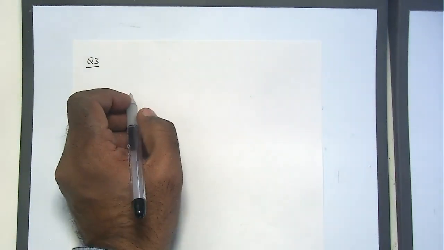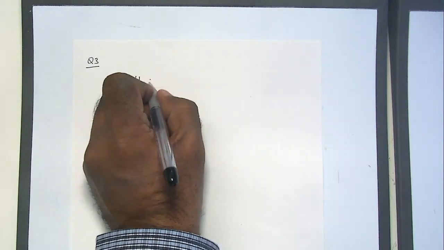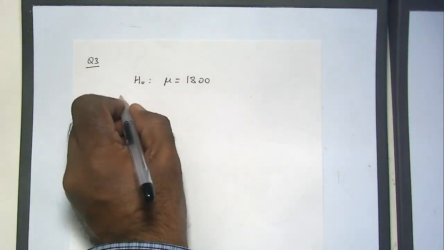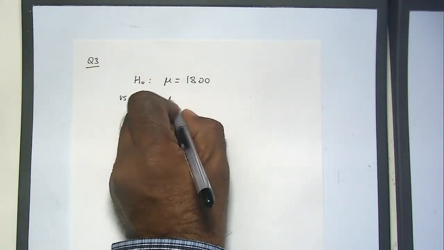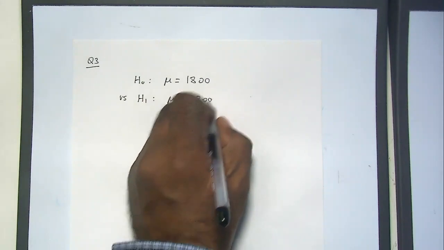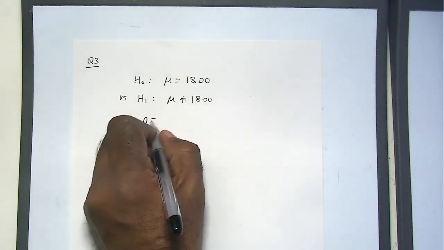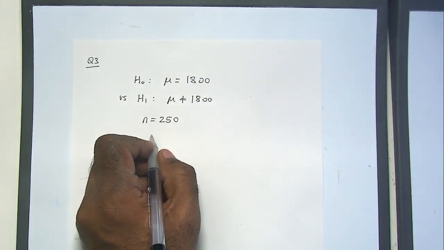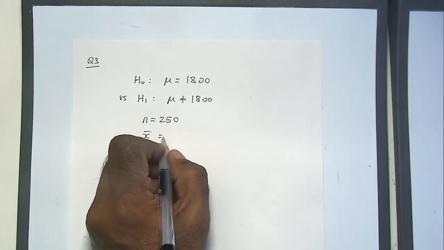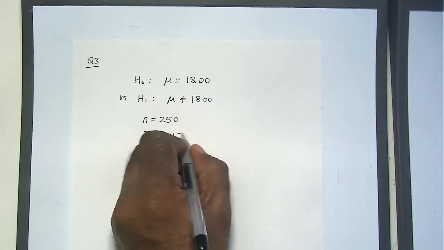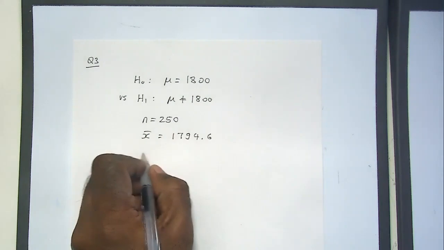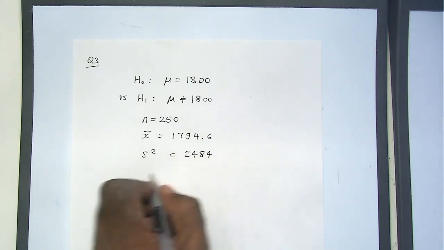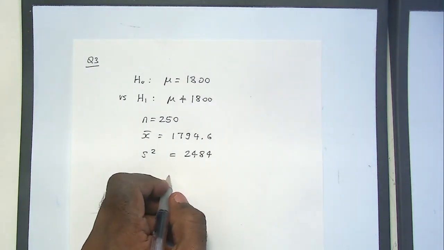Question 3, you're testing for... your n is 250, your x bar, the sample mean, is 1. Your sample variance is 2484, and your alpha is 5%.